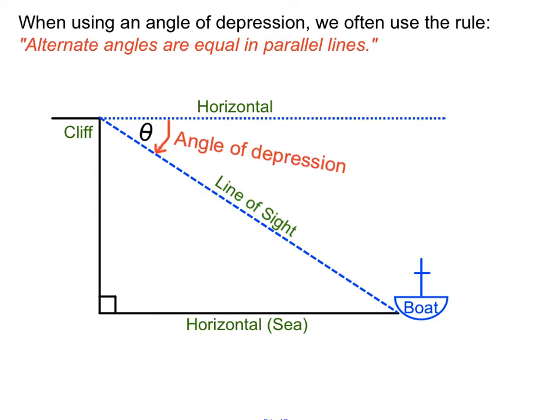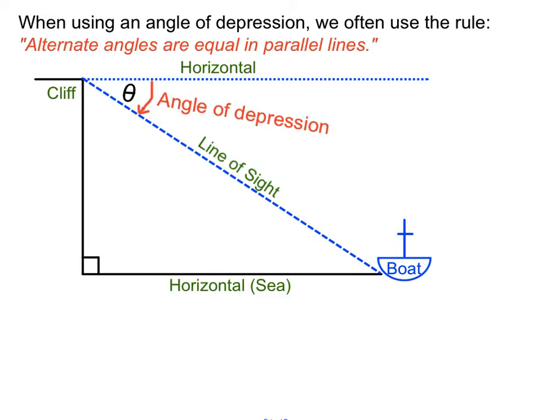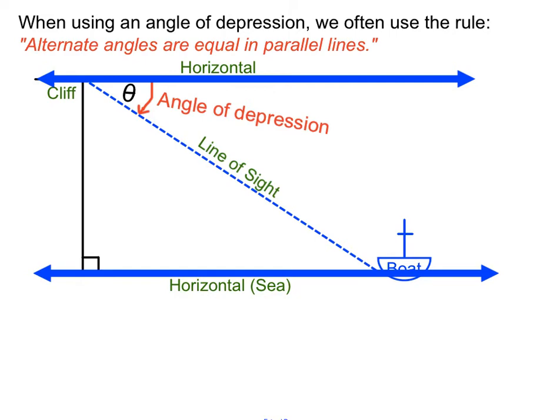But you can see that there's a horizontal across from the top of the cliff, and there's a horizontal that we're pretending the sea is down the bottom. And so I'm going to put big blue arrows here to indicate the two parallel lines. And alternate angles are one of those three rules, alternate, corresponding and co-interior, that we can kick in when we have two parallel lines cut by a third line called a transversal. So you'll remember that from your geometry perhaps.